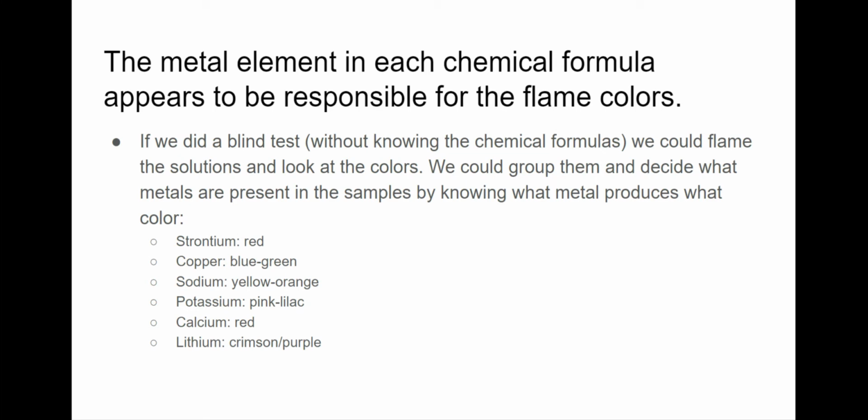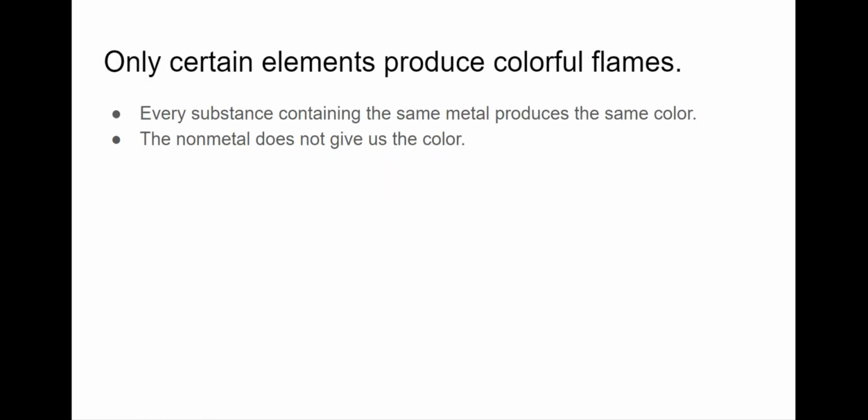Flame tests really help us detect the presence of certain metal atoms. So no matter what form the copper atom is in, whether it's a solid, so the element itself, or if it's in a compound, it's always going to produce a characteristic blue-green flame. The potassium, in your activity, you see potassium nitrate, potassium chloride, potassium sulfate. They always produce a pinkish, purplish color flame. Only certain elements produce colorful flames. So every substance containing the same metal will give us the same flame color.